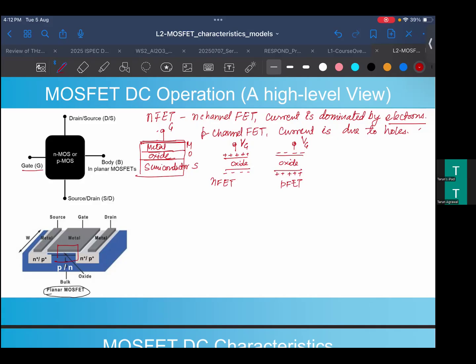So the role of the gate terminal is basically to bring electrons or holes into the channel. And where is the channel? It is underneath the oxide. That is what your gate does. That is the MOS action.